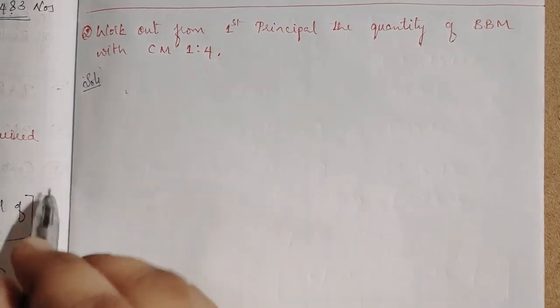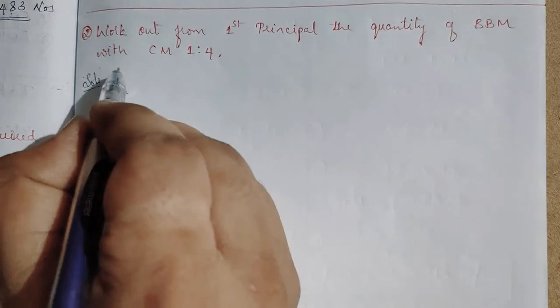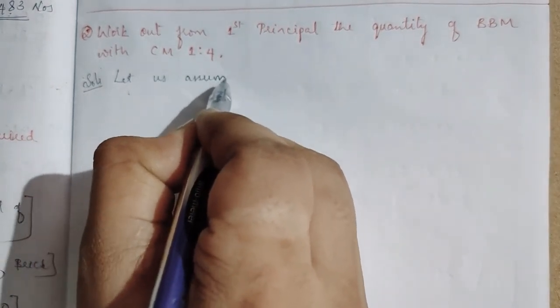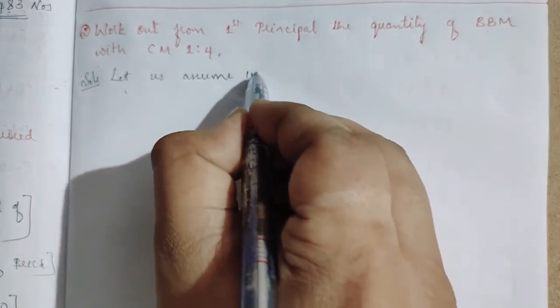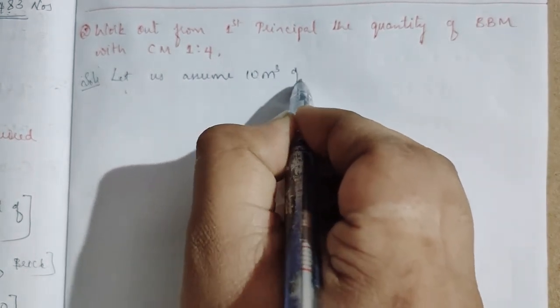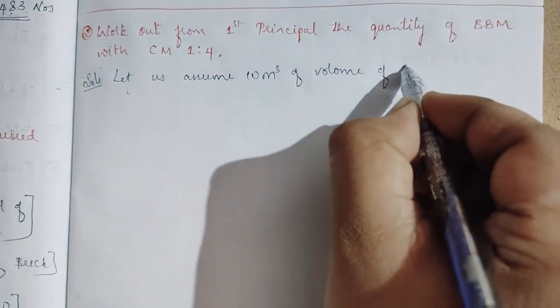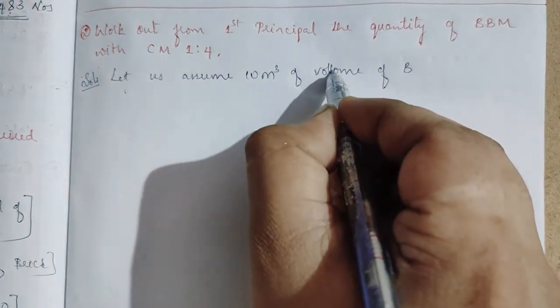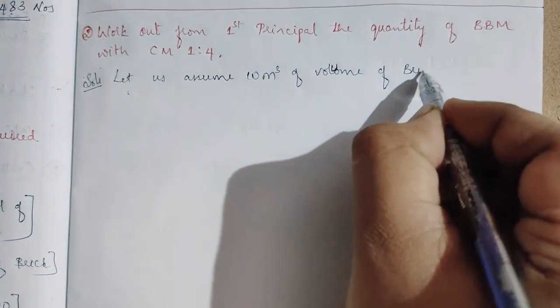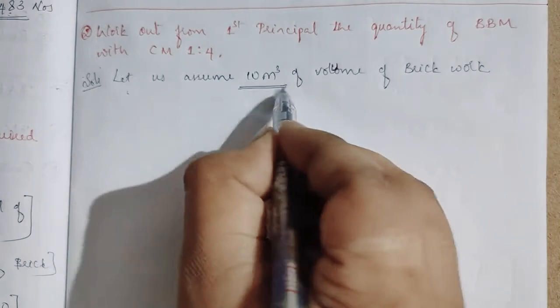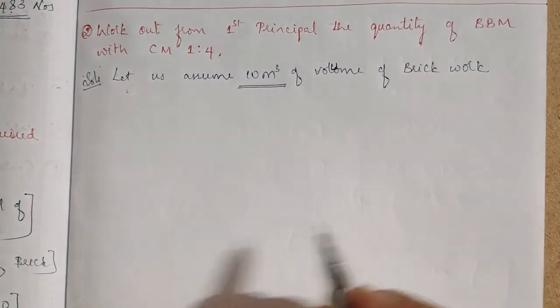So as the routine procedure, what we do, we should assume the work first. So let us assume 10 meter cube of volume of brickwork. Okay, we assumed 10 meter cube of volume of brickwork.